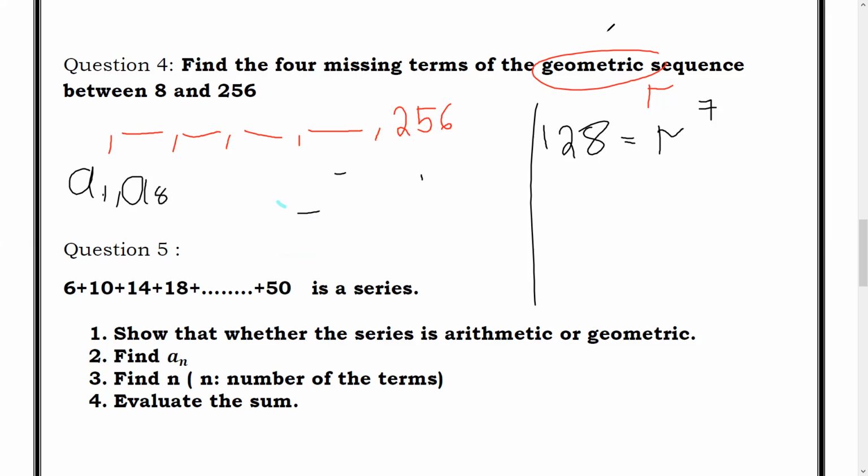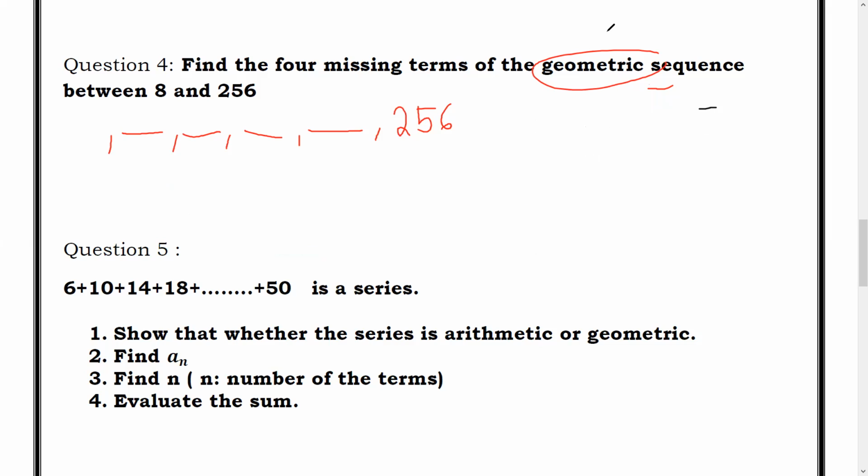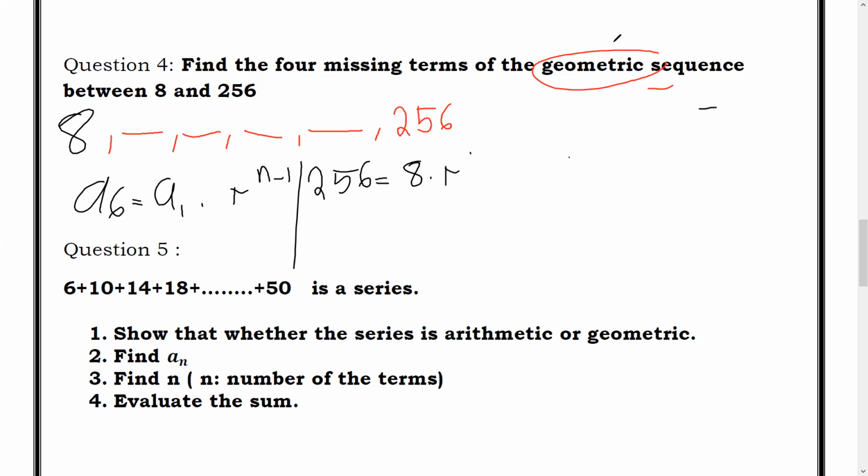So I will repeat the question now. Why didn't you tell me from the beginning, Alexander? Okay, so here we have 8 now. I have a sub 1 and a sub 6. So a sub 6 is a sub 1 times r raised to the power n minus 1. A sub 6, which is 256, equals 8 times r raised to the power 5. Divide by 8, divide by 8, we said it is 32. Then 32 is r raised to the power 5.